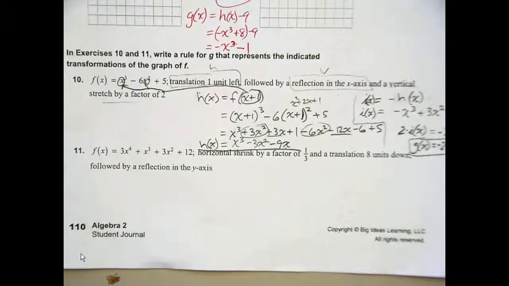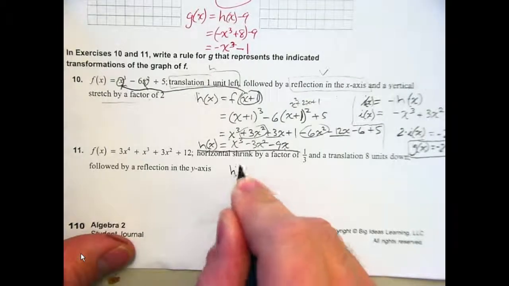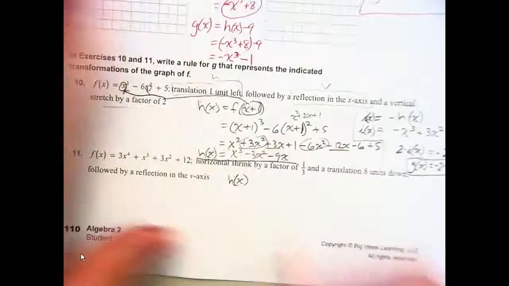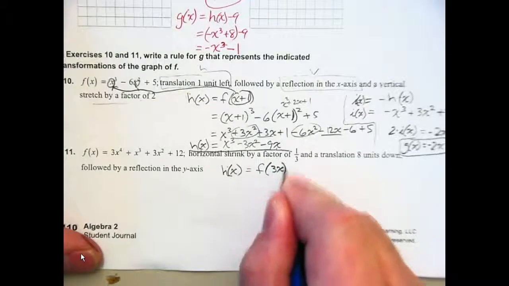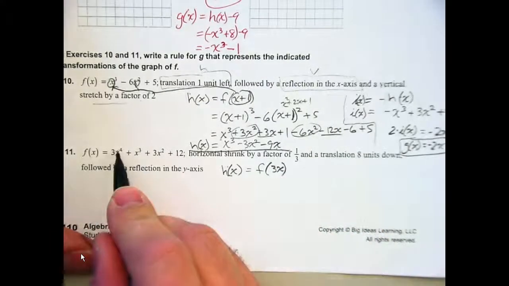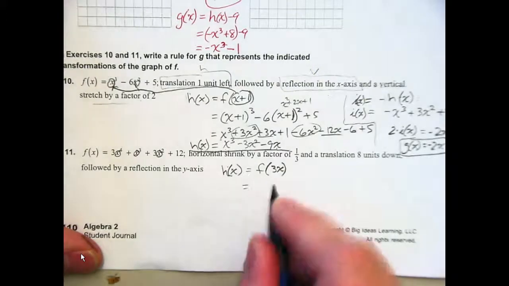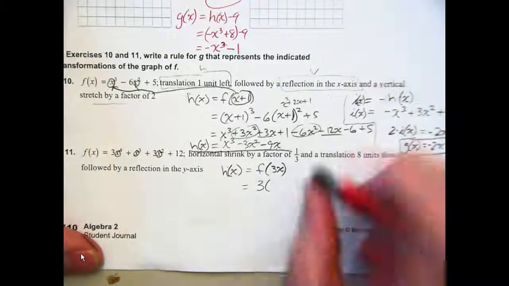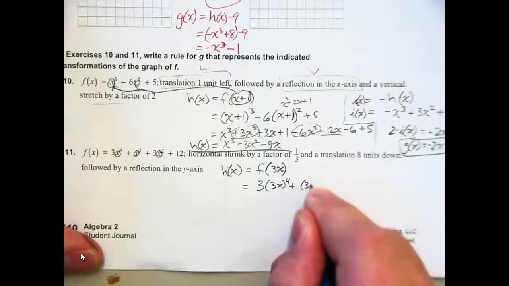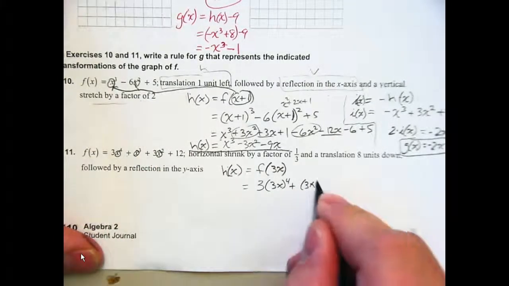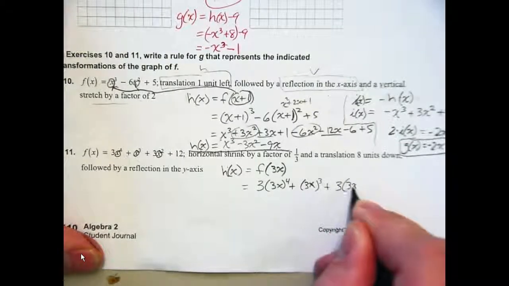All right, so horizontal shrink by a factor of 1/3. So if I did h of x again, it would be h of x equals f of 3x. Okay? And that 3x gets plugged in for each of these x values right here. So it's going to get plugged in 3 different times. So we're going to have 3 times 3x to the 4th plus 3x to the 3rd plus 3 times 3x to the 2nd plus 12.